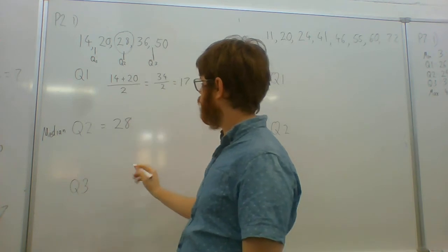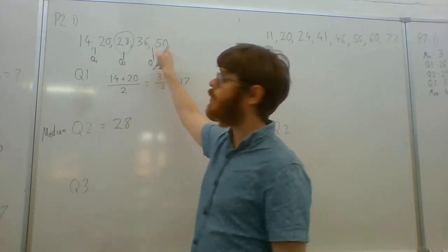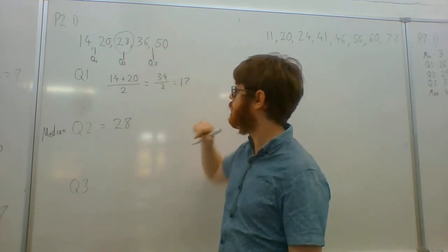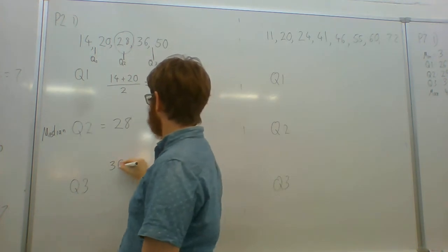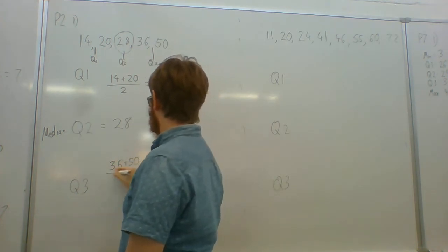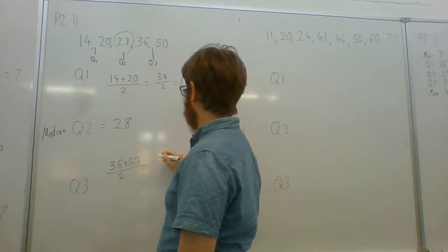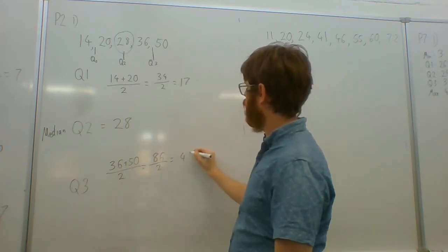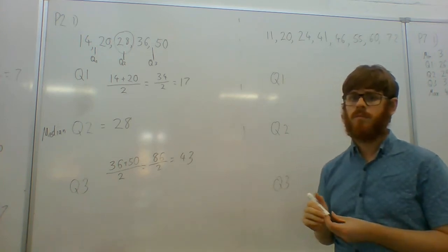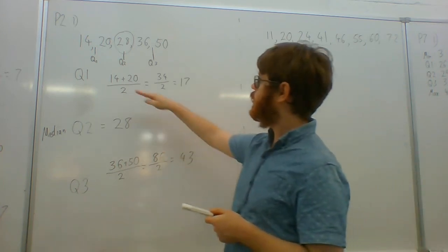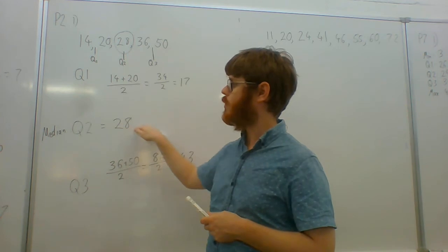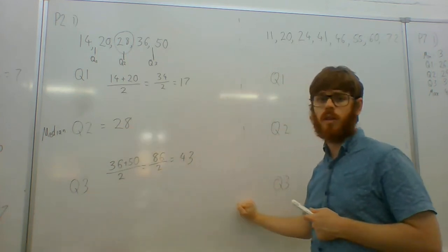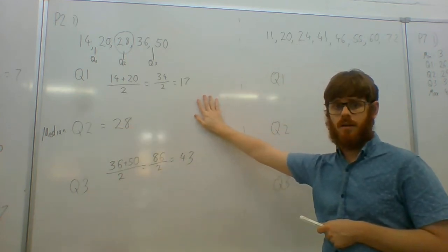Here, our Q3 is halfway between 36 and 50. So 36 plus 50 divided by 2 equals 86 divided by 2 equals 43. So we have a Q1 of 17, a Q2 of 28, and a Q3 of 43. And that is that question done.